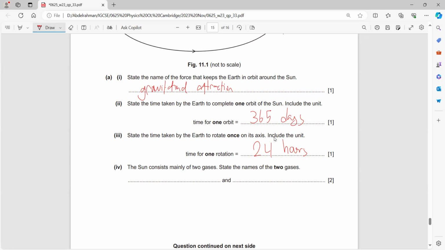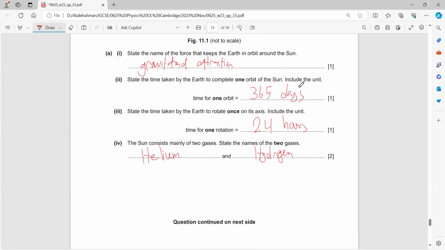The sun consists mainly of two gases. What are the two main gases? Two very important gases. Helium and hydrogen. Yes, bravo. Helium and hydrogen. Good.